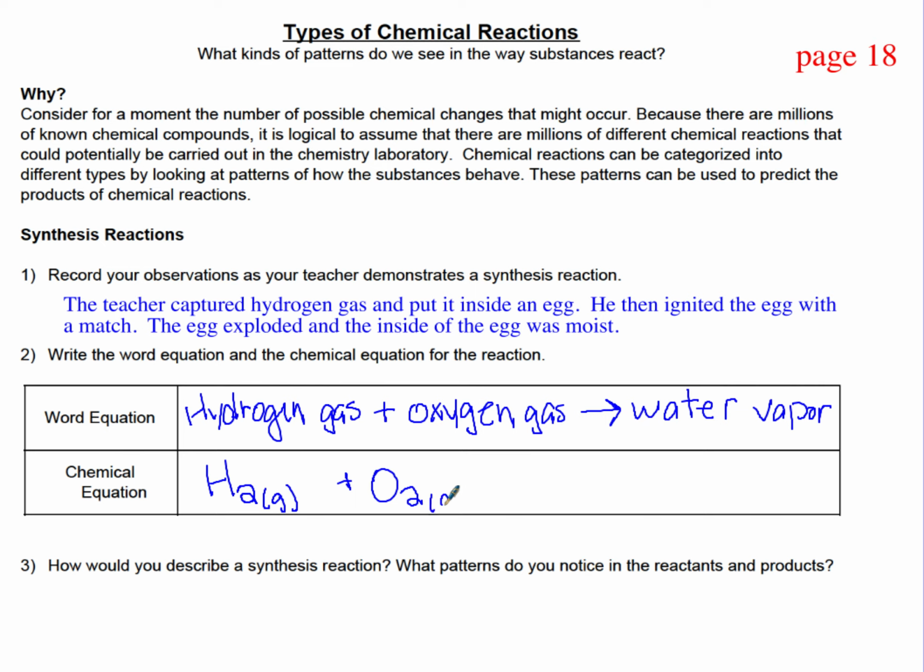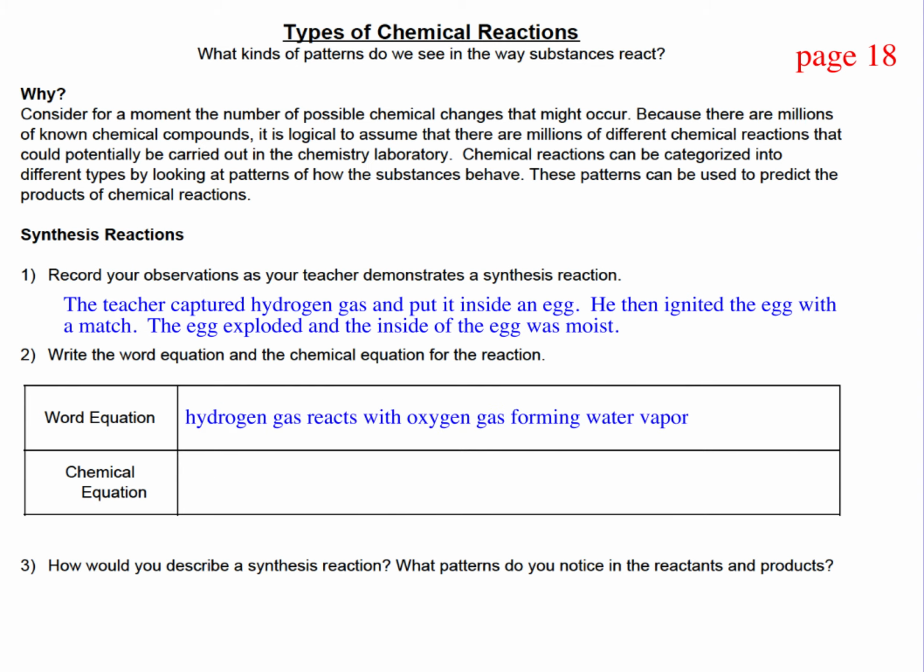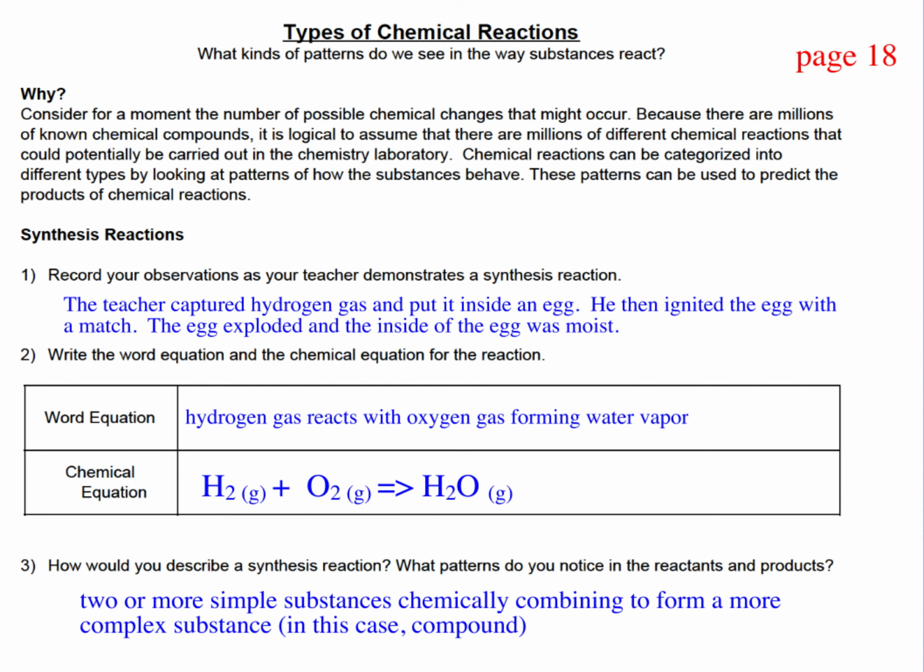O2 gas, again, diatomic element, yields H2O. And in this case, vapor is another word for gas. So how would you describe this synthesis reaction? Well, this synthesis reaction is when two or more simple substances chemically combine to form a more complex substance, in this case, a compound. So that's page 18, synthesis reaction.